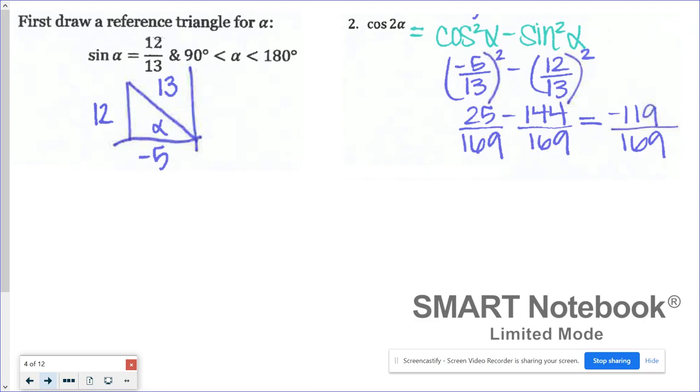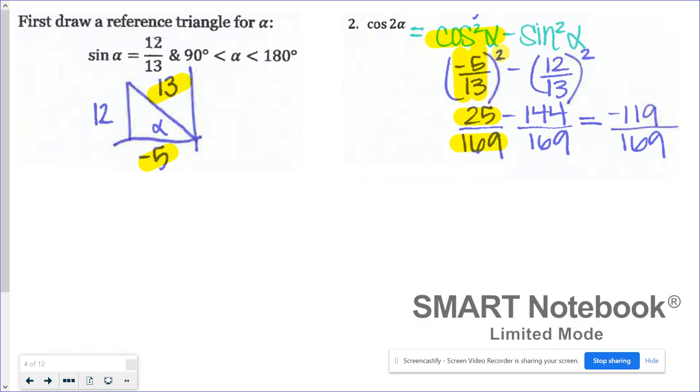So once again, I wrote out my formula. My formula is cosine squared alpha minus sine squared alpha. And so basically, when I calculate cosine squared alpha, I need to be like, well, what's cosine alpha? Cosine's the adjacent over the hypotenuse. So it's negative 5 over 13. And then I can square it. And when you square a ratio like this, you square what's on top. So negative 5 squared is 25. And then you square what's on the bottom. 13 squared is 169.